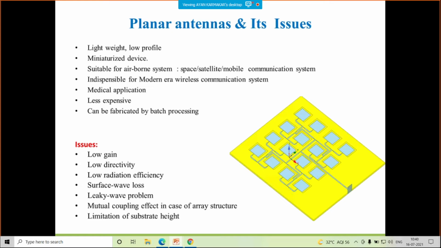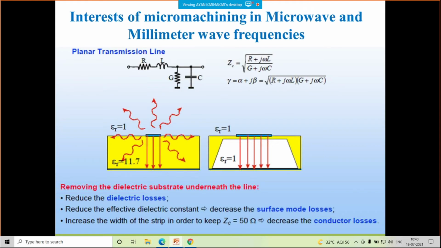It can even be used for space, satellite, or mobile communication. But it also has some issues: it offers very low gain, its directivity is also low, and its radiation efficiency is also not up to the mark. That's why people are coming up with silicon RF technology, or silicon micromachining technology, to get rid of all these issues.